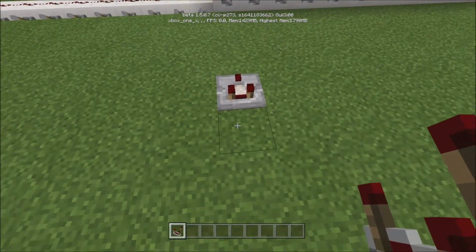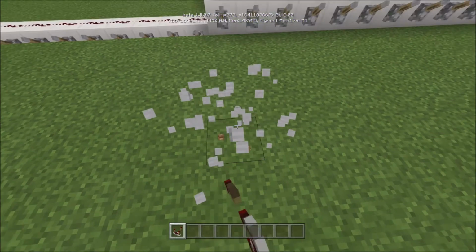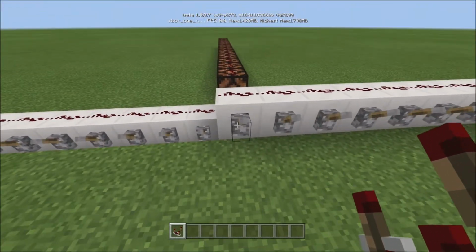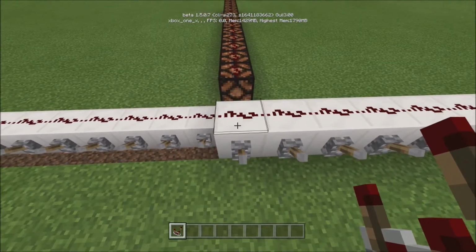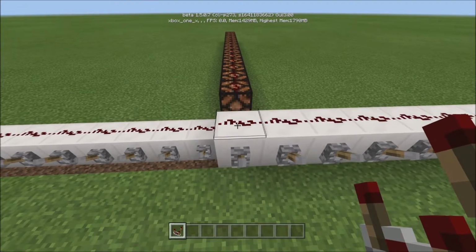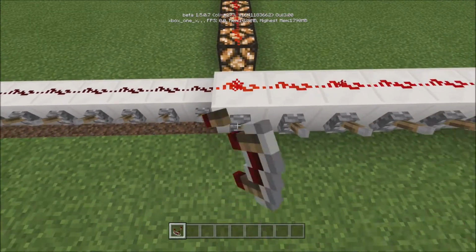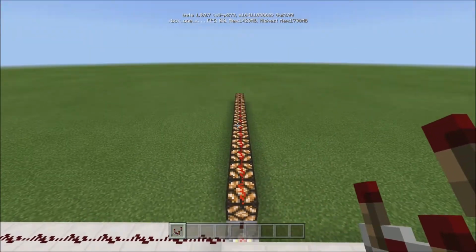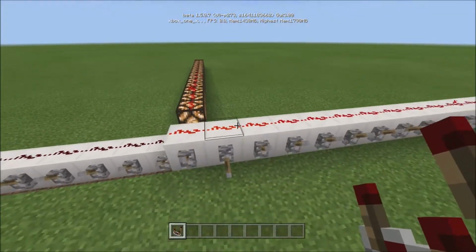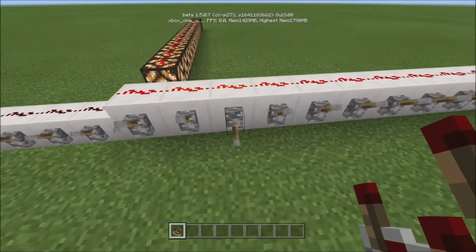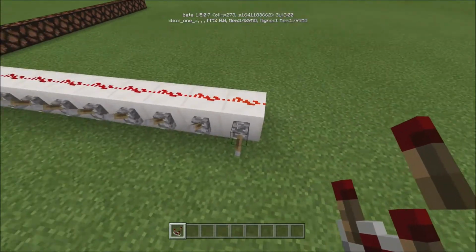But anyway, this is the main input. These are the secondary inputs. This is compare mode. This is subtract mode. Okay, what does that mean? Well, when it's in compare mode, it's going to compare the signal that it gets. This would be the strongest signal. This is a 15 because it's literally the block right behind it. So 15, as you can see, all 15 of the lights are on. Then going down, you've got 14, where one is off, 13, and so on, all the way down to 1. That's 1 right there.